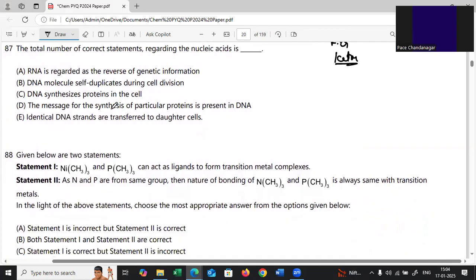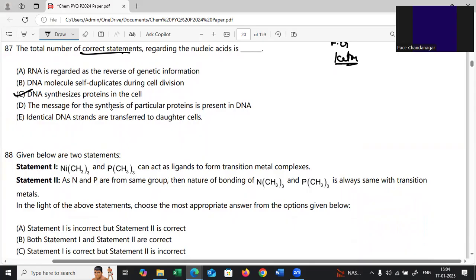Total number of correct statements regarding the nucleic acids is asked to us. What are the correct statements? DNA is the protein synthesizing cells. Yes. RNA is regarded as reverse. No, no. Anyway, yes.